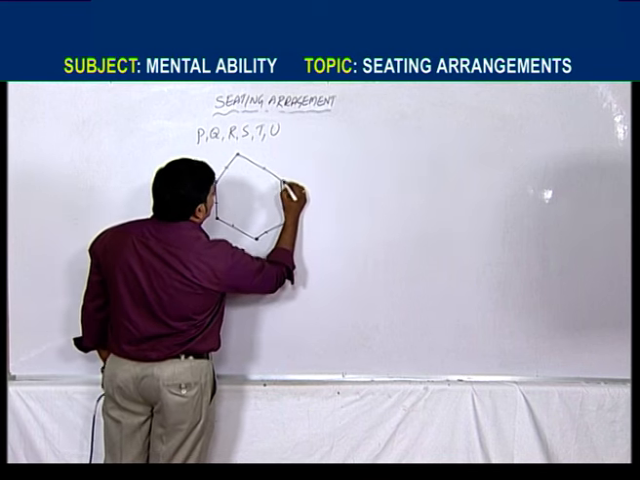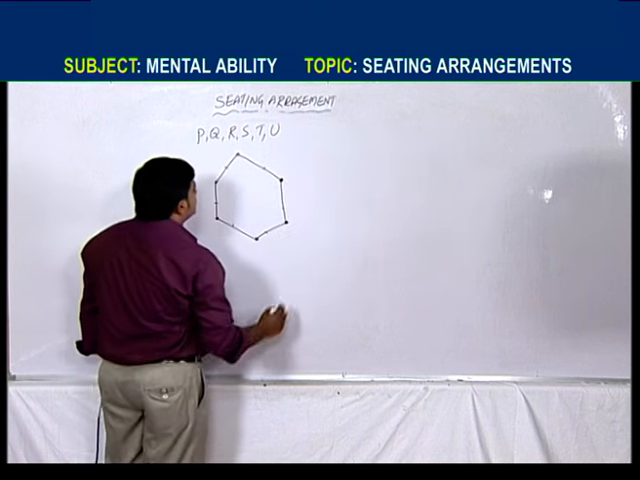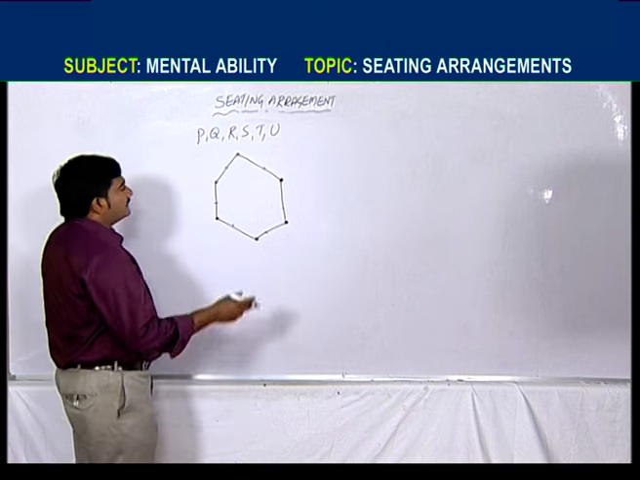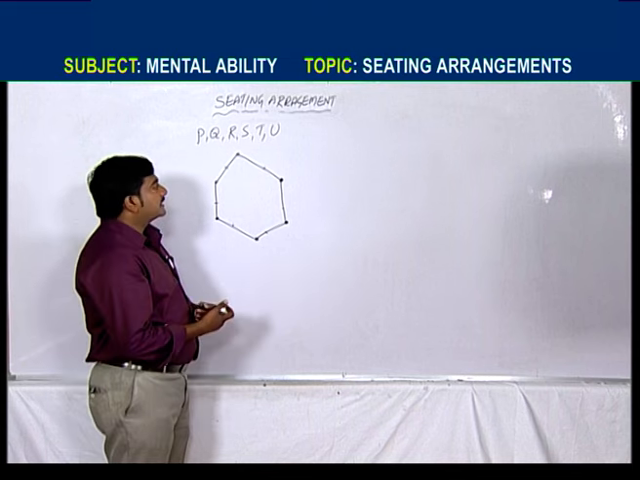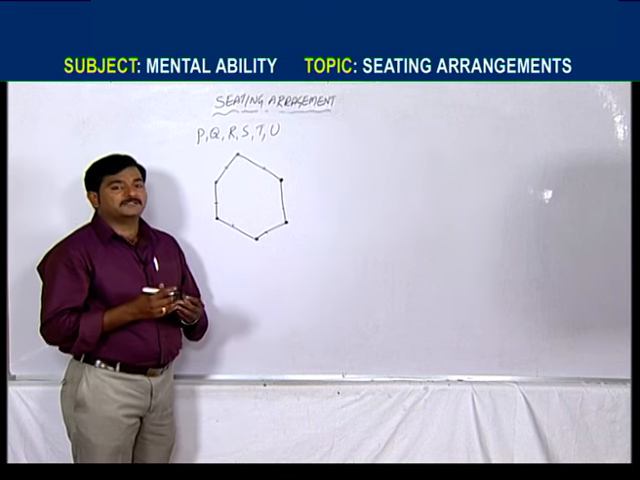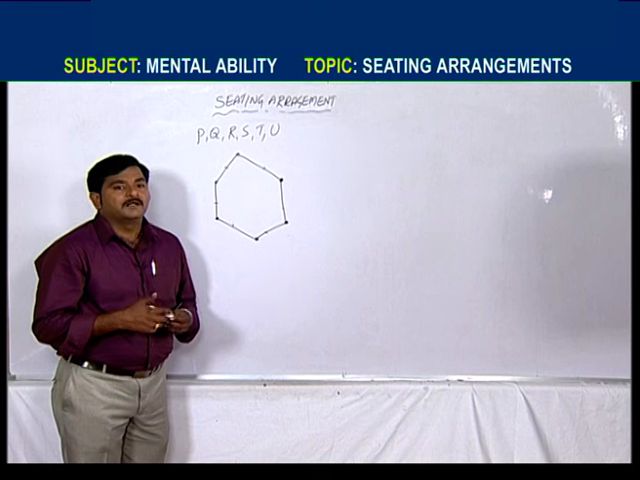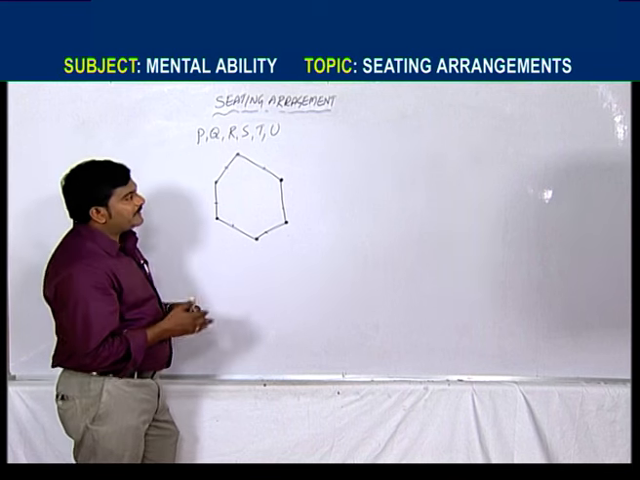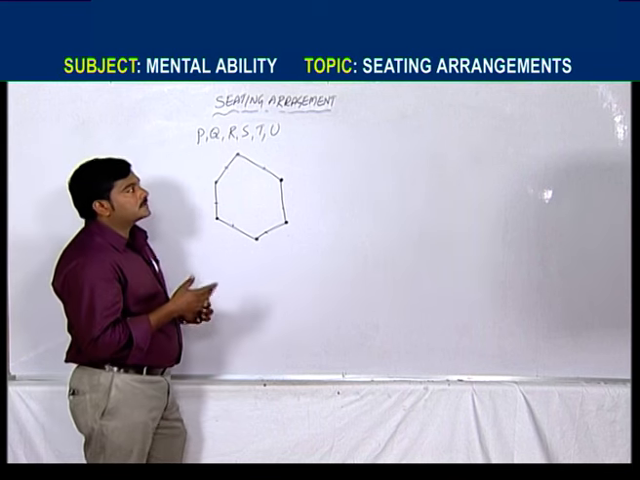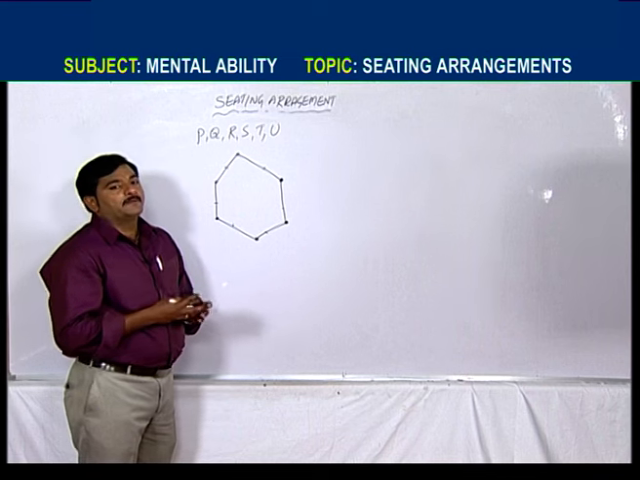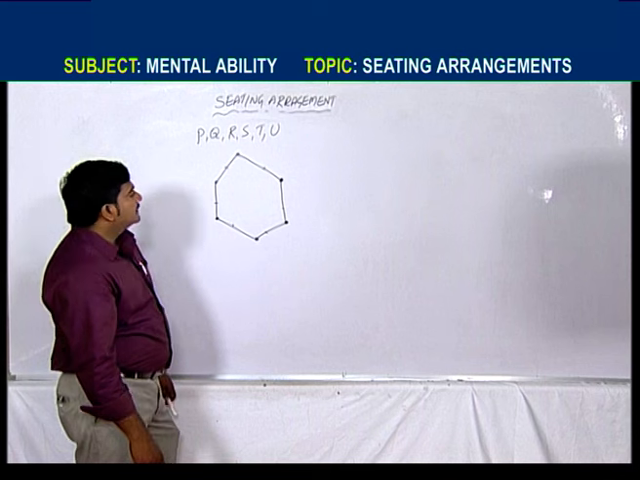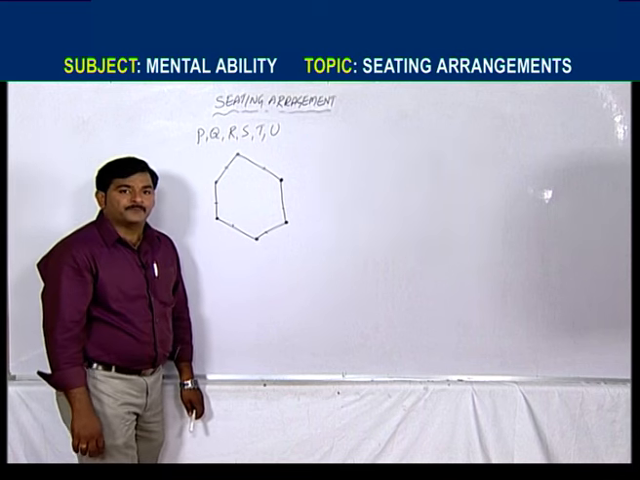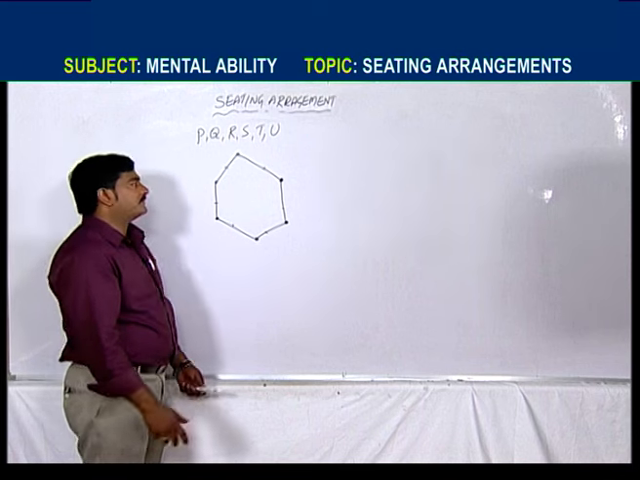He said each person is sitting at a corner. Again, he gave some conditions. P, Q, R, S, T, U are friends sitting at the corners. See the first condition. He is talking about P. P is second to the left of U.